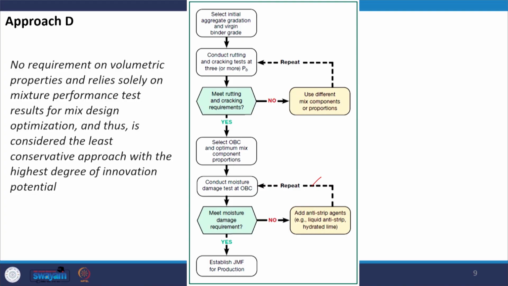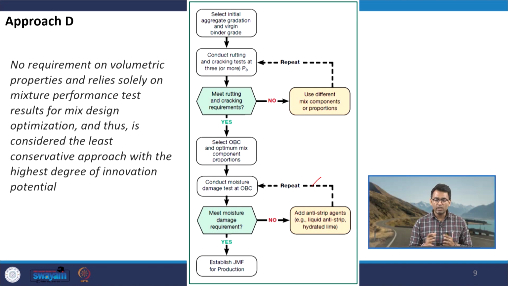The final approach is the most flexible approach, and here in no step is there any requirement for the volumetric requirements to be met. So, we select the initial gradation and the binder grade, and conduct performance tests at different binder contents. If it satisfies the performance requirement, we select the optimum binder content using the performance test results.